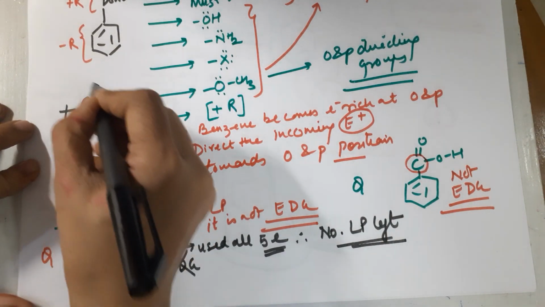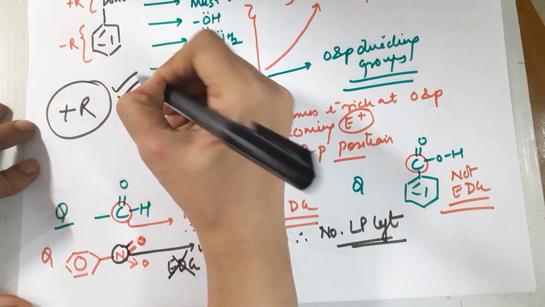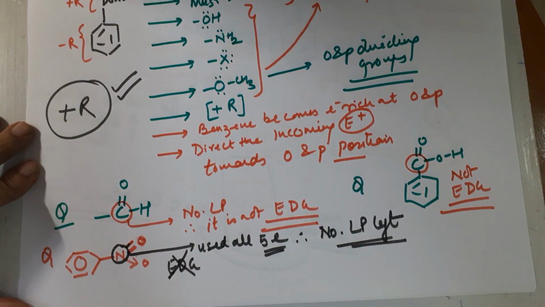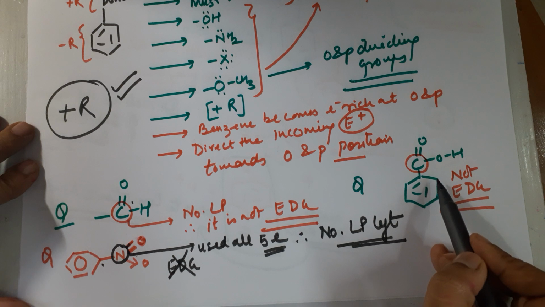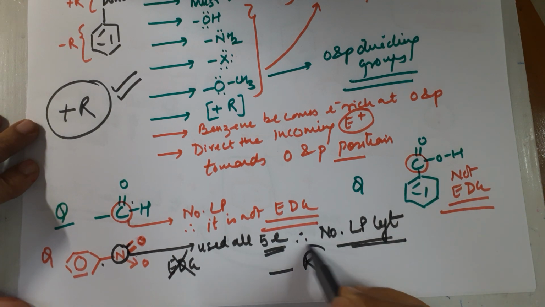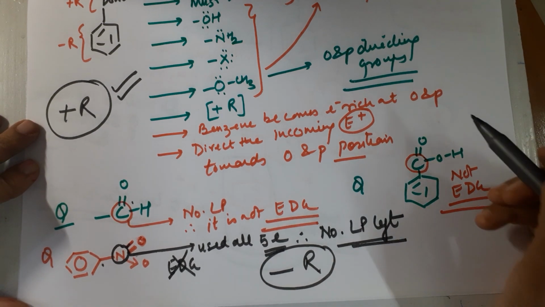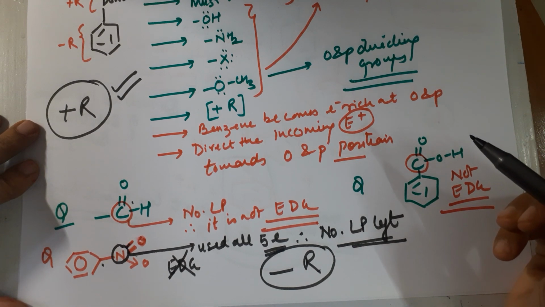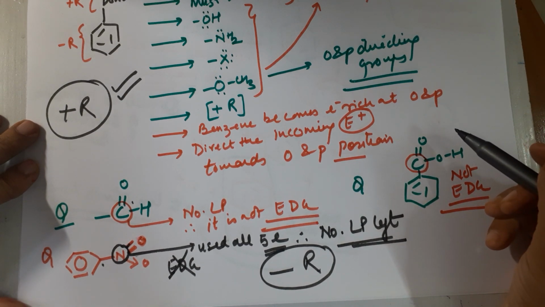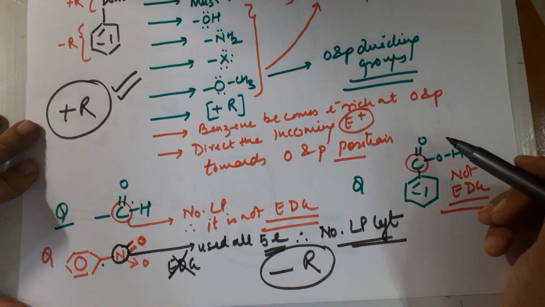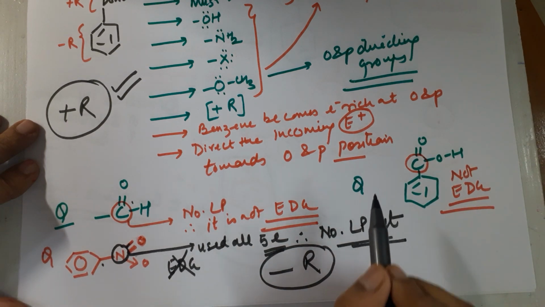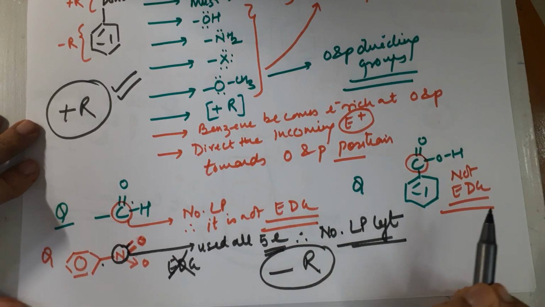I have finished the positive resonance effect for benzene, and these three would fall under the minus R effect, which would be my next class. I hope I have tried my best to make you understand this important concept. In class 12th and this year also, you would be using the resonance concept highly for all your organic chapters.